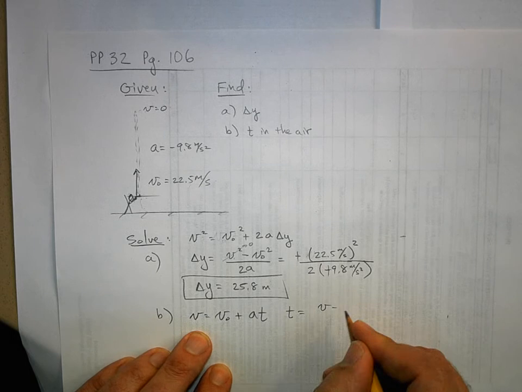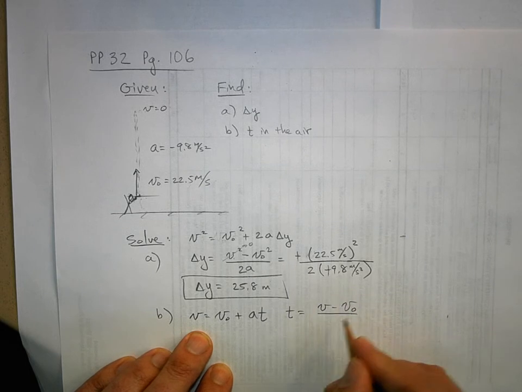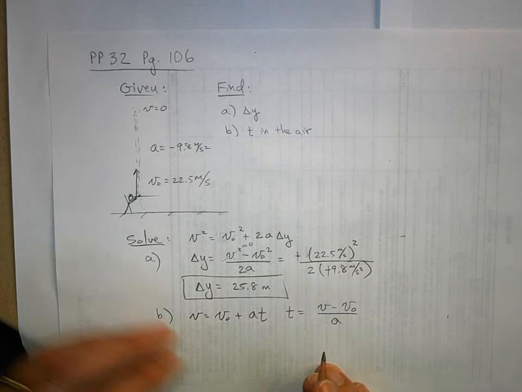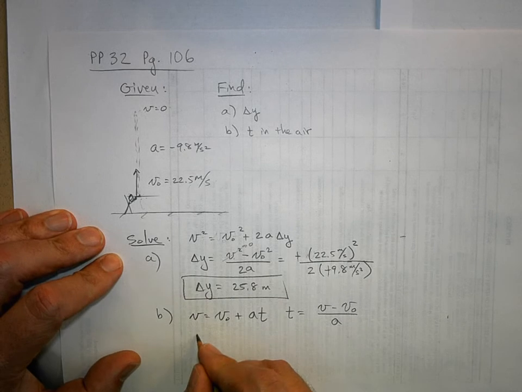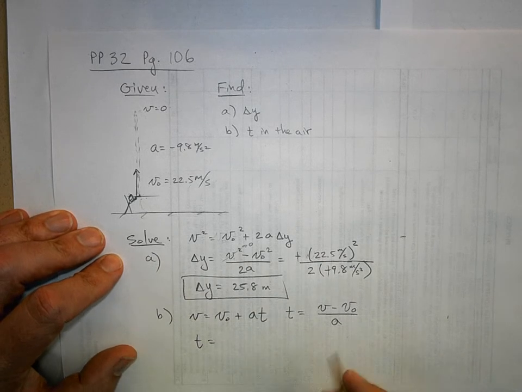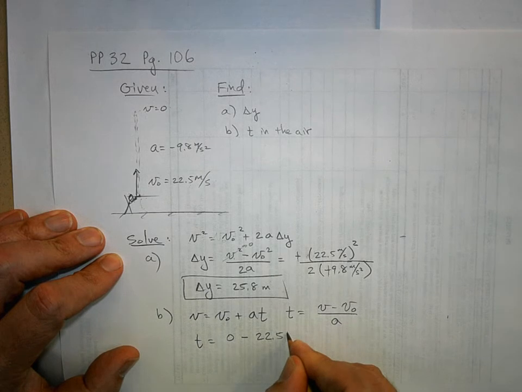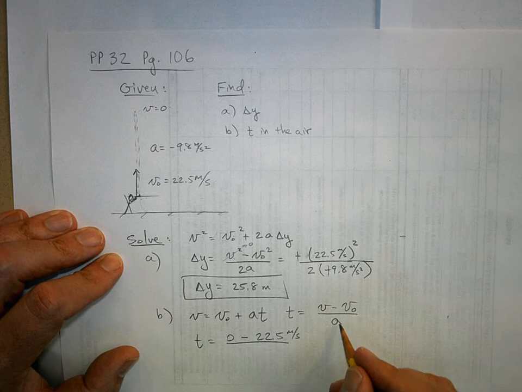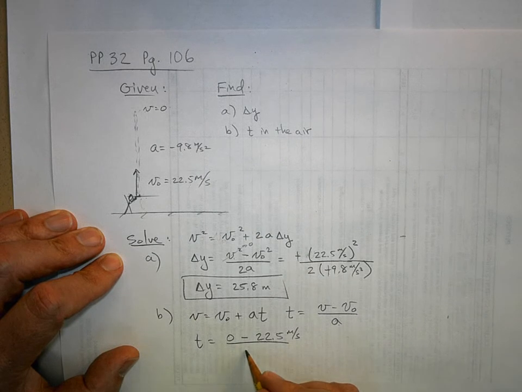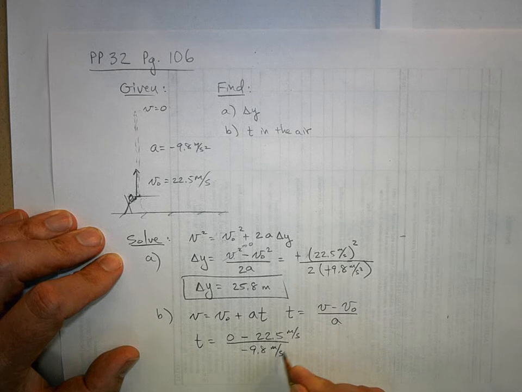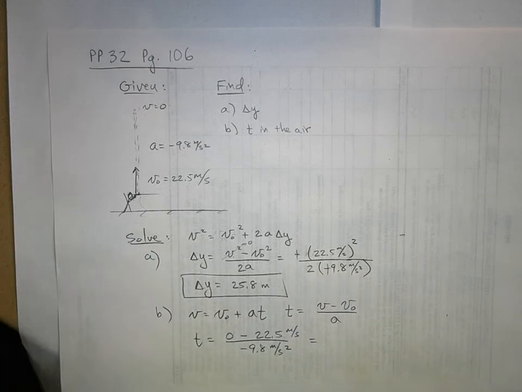Time is the final minus the initial divided by the acceleration. I'll plug in my values. This is 0 minus 22.5 meters per second divided by the acceleration, which is negative 9.8 meters per second squared. Now, what is 22.5 divided by 9.8? Can someone do that for me?